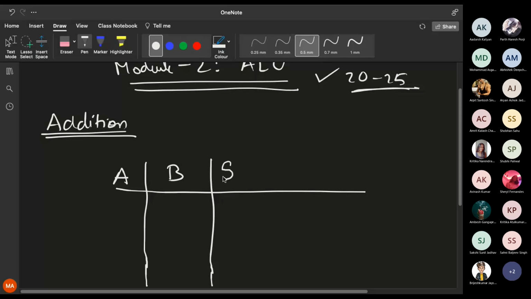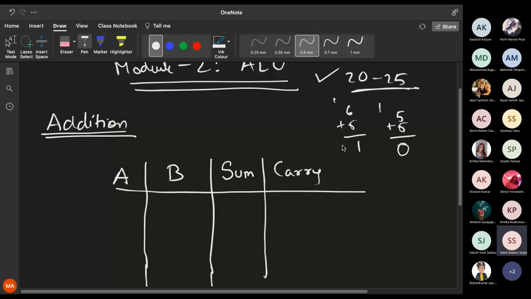The output is two, right? One will be sum and one will be carry, correct? If I do 5 plus 5, the answer is 0 with a carry 1, right? If I do 6 plus 5, the answer is 1 with a carry 1. So what will always come? A sum will come and a carry will come, right?